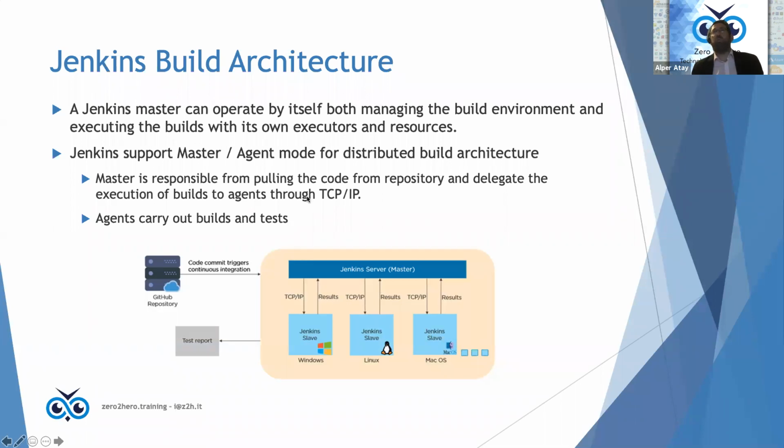The master is responsible for pulling the code from the repository, but ideally it is not processing it. Once it gets it from the repository, it passes it to its slave servers, and the slave servers do the job and return the result to the master server.